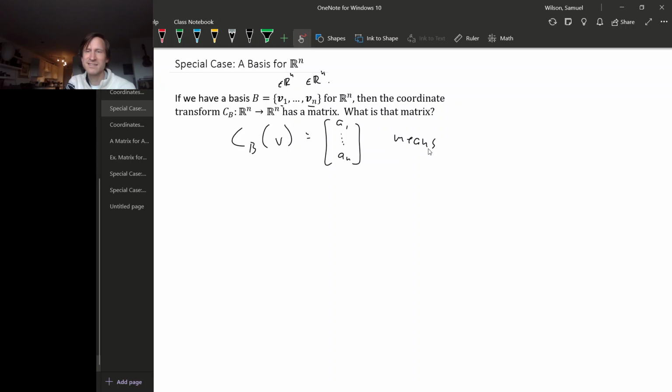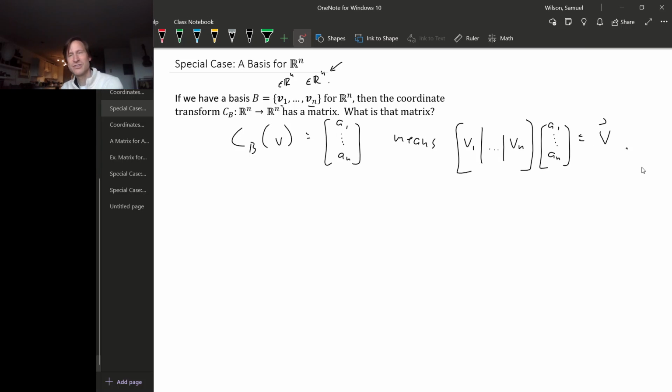What we noticed in the last slide was that this is the same thing as saying, if you take all of the basis vectors and put them into the columns of a matrix, which makes sense because remember they're actual Euclidean vectors in R^n, and you multiply by the vector of coordinates, what you get is the original vector. So this looks like a linear transformation.